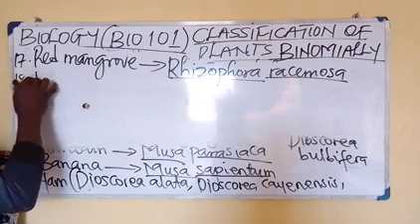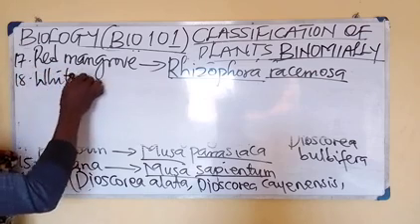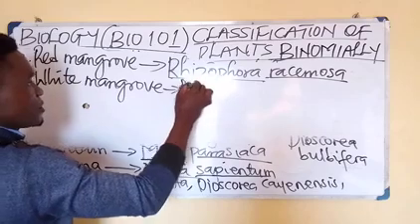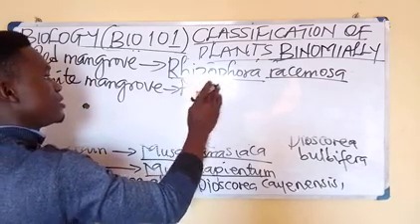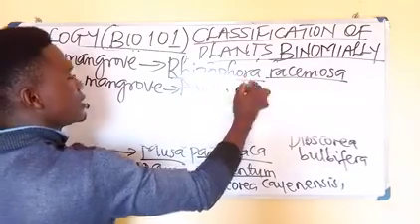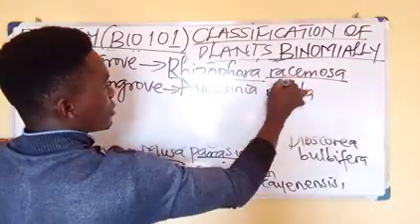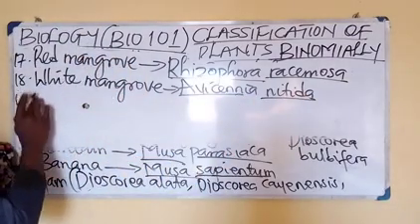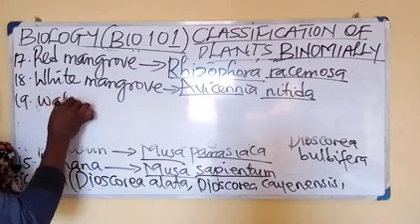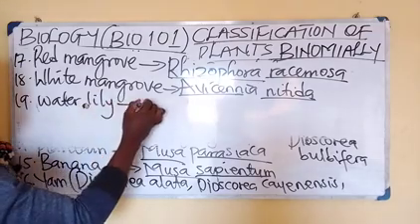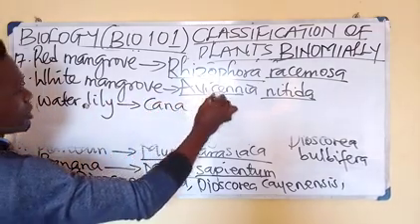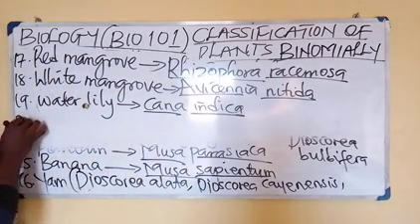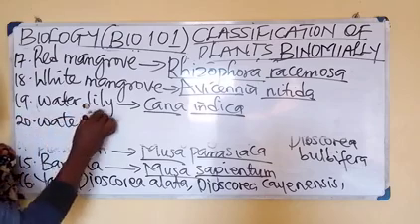Then you have the white mangrove. White mangrove is Avicennia nitida. Alright, Avicennia nitida. Then 19, you have water lily. Water lily is called Canna indica. These are common names, very easy. Canna indica. Alright, so you also have water hyacinth.